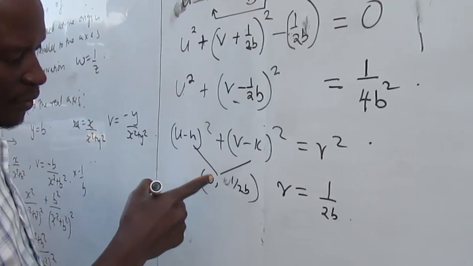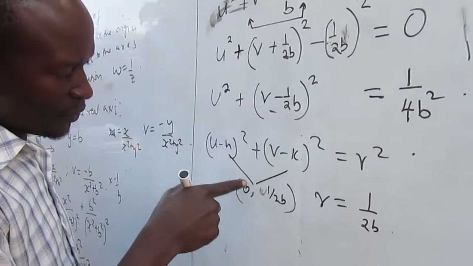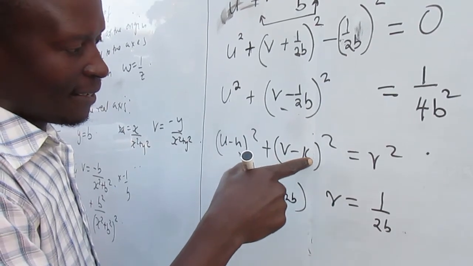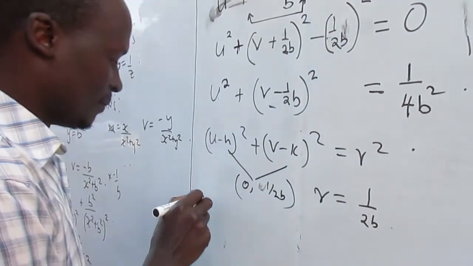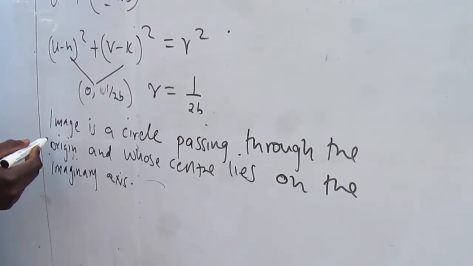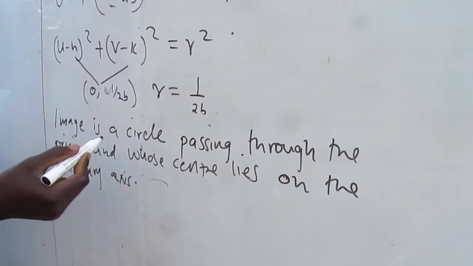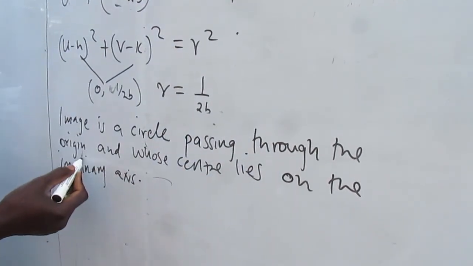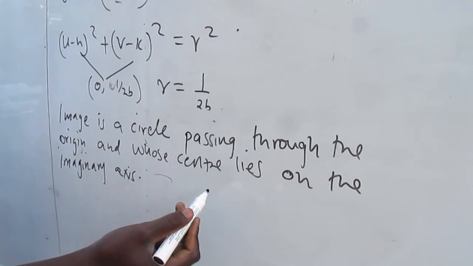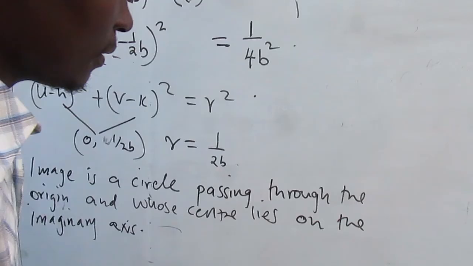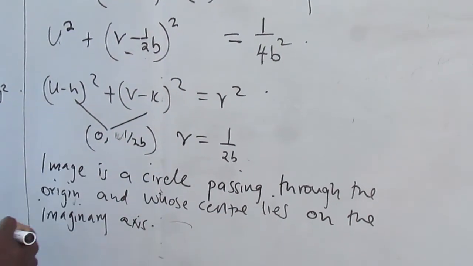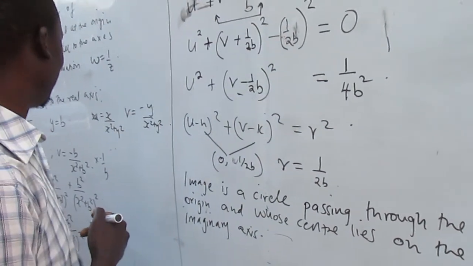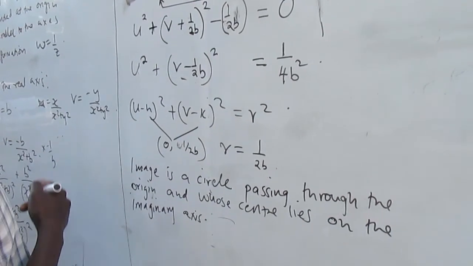So in other words, the image is a circle in the w plane which passes through the origin, but having its center on the imaginary axis. So now I'll leave it for you to look at the image of those lines that are parallel to the imaginary axis, in other words, the vertical lines.